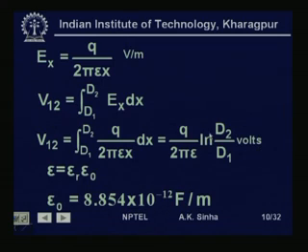Here epsilon is, as I said earlier, the permittivity of the medium, and this is equal to epsilon r into epsilon 0, where epsilon 0 is the permittivity of free space, and for air it is almost the same. Epsilon 0 is equal to 8.854 into 10 to the power minus 12 farad per meter.